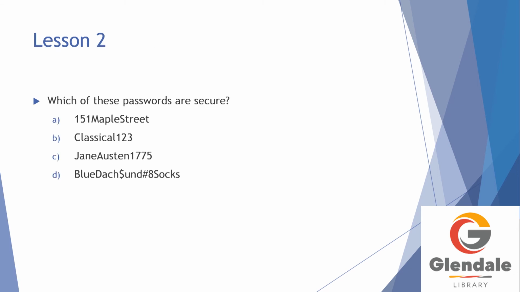So lesson 2, we want to look at which of these passwords are secure. And I'll give you a minute to go over those and then look at what the correct answer is. Remember, we want something that is long and that does not contain personal information. So the answer to this is option D, blue Dachshund number 8 socks. An easy way to remember that is to make up a little mnemonic device. For example, my blue Dachshund ate my socks.